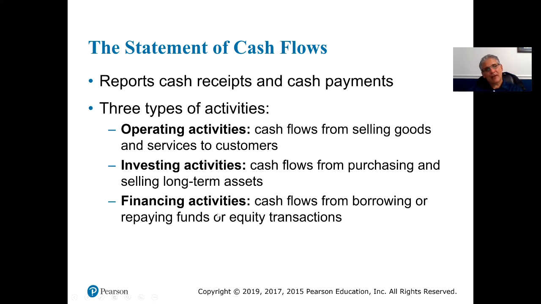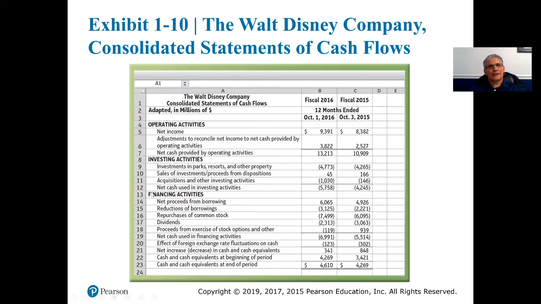The last area is financing activities. And again, just memorize this. Cash flows from borrowing or repaying funds or equity transactions. The next slide shows what you would expect to see when we're looking at a statement of cash flows. And you see that it's broken down between operating activities, investing activities, and financing activities.